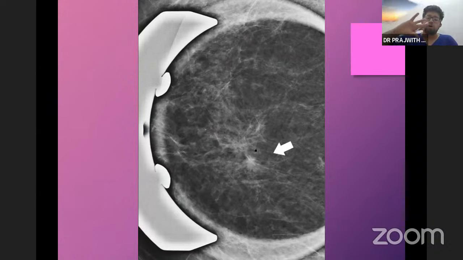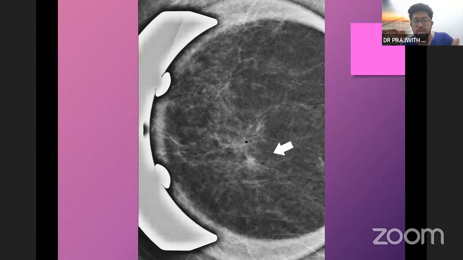Like I told, rotate the breast and take a view, or instead of medial lateral oblique, we can take a lateral view. And whenever there is a lesion that is not obvious, we can take a view like this, in which we can compress the breast and take a view. And even when you're taking oblique, we can compress it and take a view. And if you want, we can magnify it and take a view.